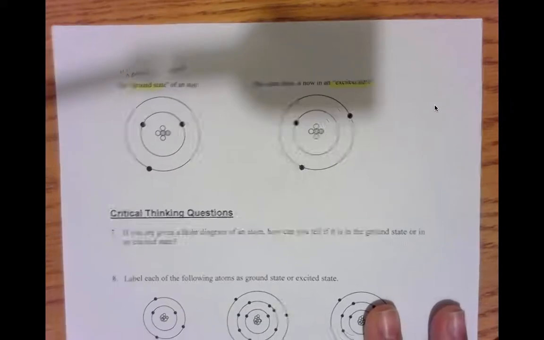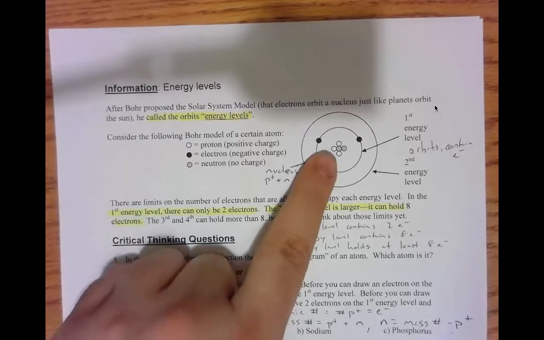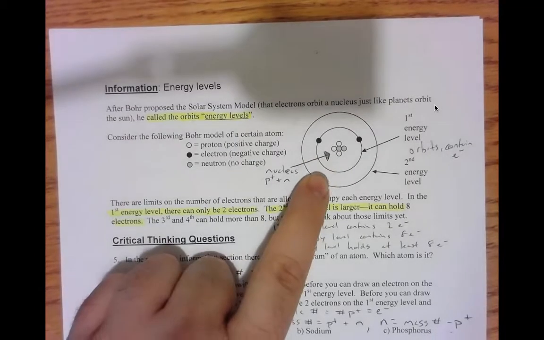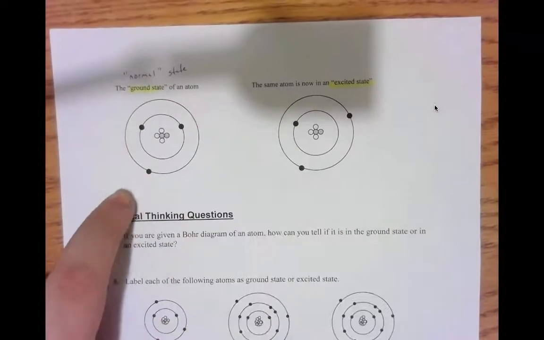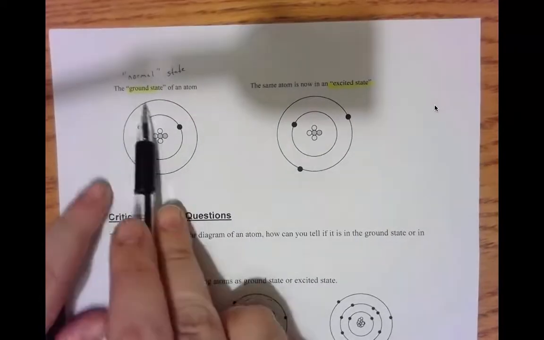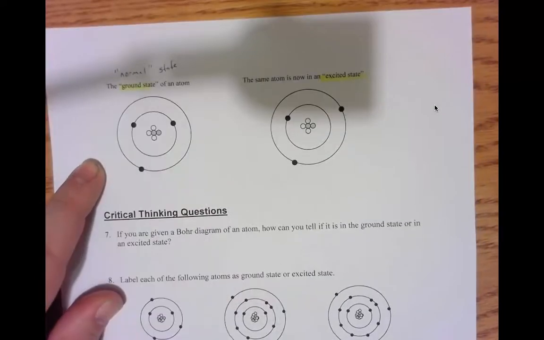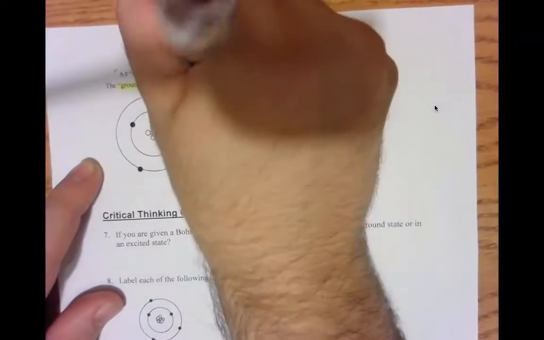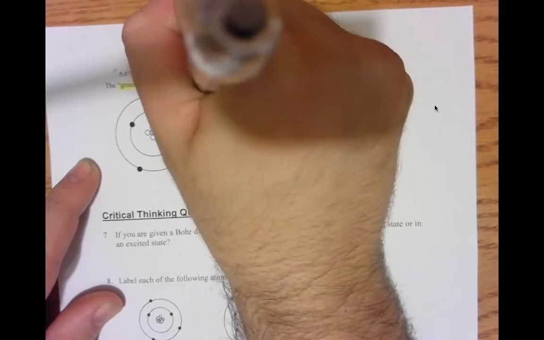So on the top of the next page, we have 2 atoms drawn for us. They are the same lithium atom that we were looking at in the previous one, so we know that it has 3 protons, 2 neutrons, and 3 electrons. So this first one on the left, this is the ground state or the normal state. So the reason why I call it the normal state is because this is just your standard Bohr diagram.